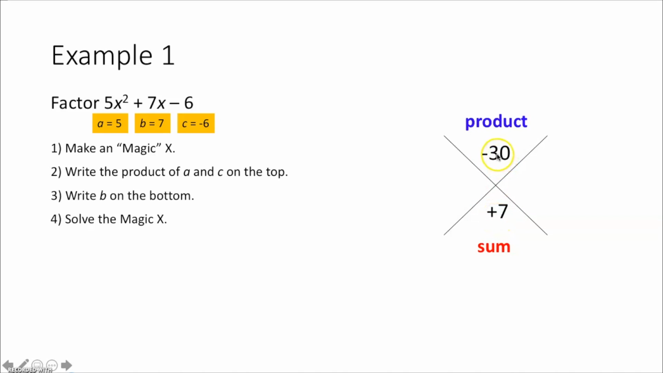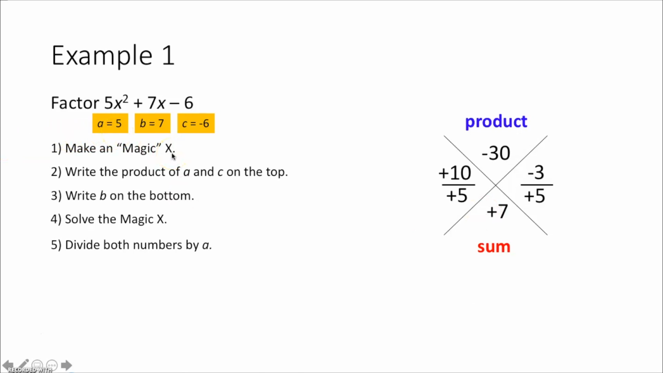Well, since the product has to be negative, that means one number is going to be negative, one number is going to be positive. And since their sum is positive, that means the bigger number is going to be positive. So how about 10 and -3 multiply together to make -30 and add together to make 7? Perfect. We then divide both numbers by our a value, which in this case is 5.